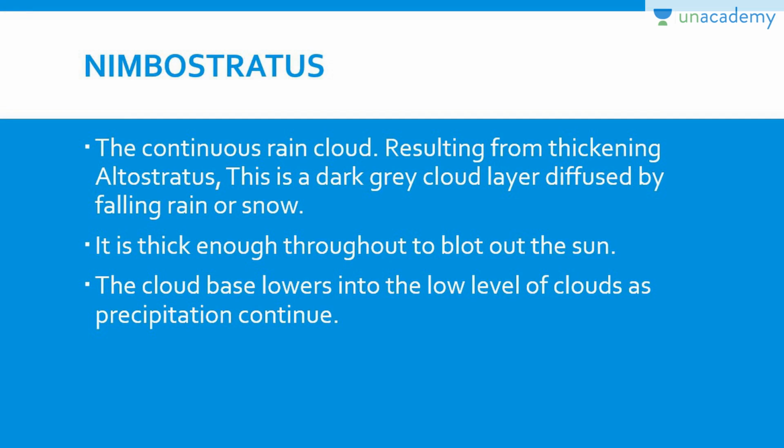You can see it here, the dark layered cloud. This is a dark, dull and clearly layered cloud, and it brings continuous rain, snow or sleet. That is why it is known as rain cloud. Clear? The cloud base lowers into the low level of clouds as precipitation continues, and it is thick enough throughout to block out the sun.